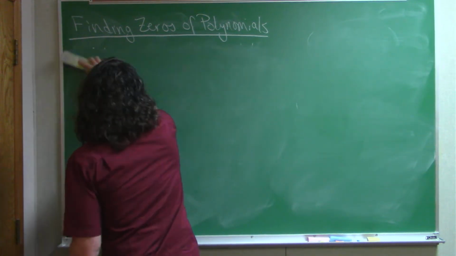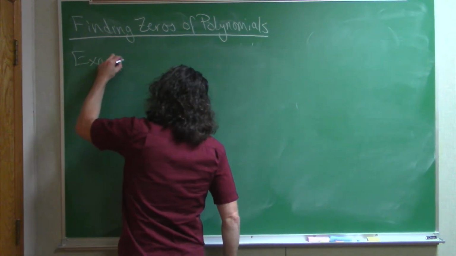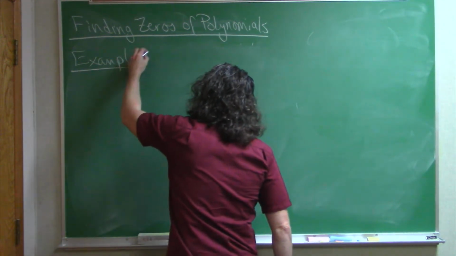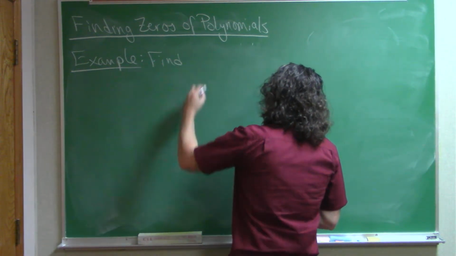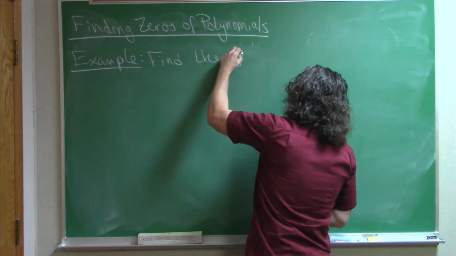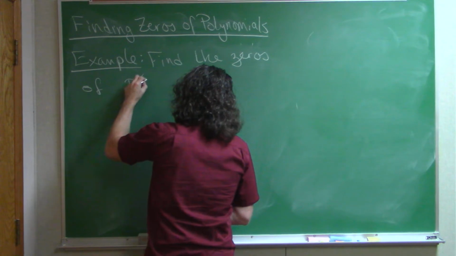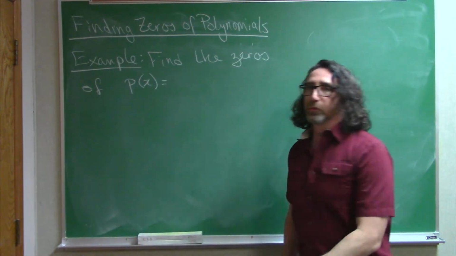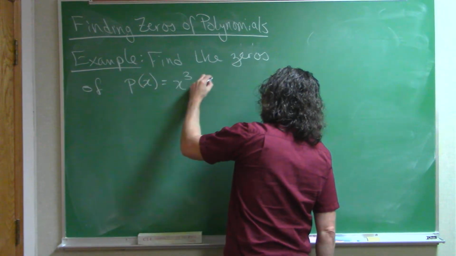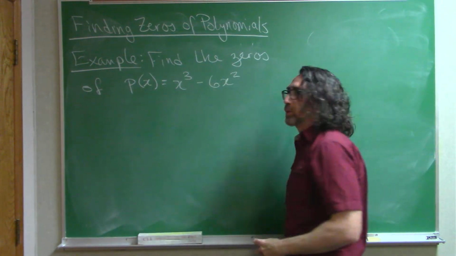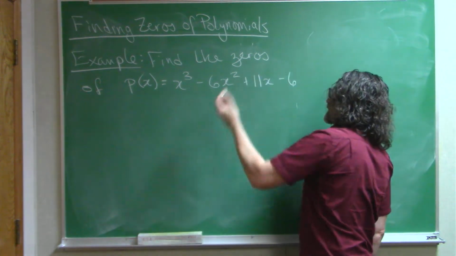a harder example where we actually have to use synthetic division. Find the zeros of p of x equals x to the power 3 minus 6x to the power 2 plus 11x minus 6.